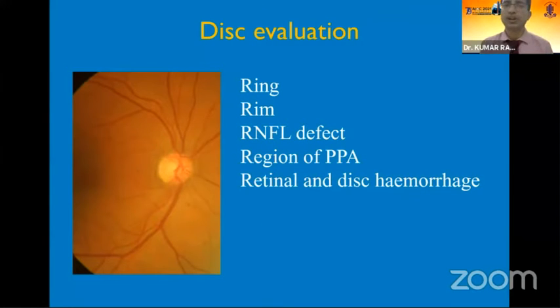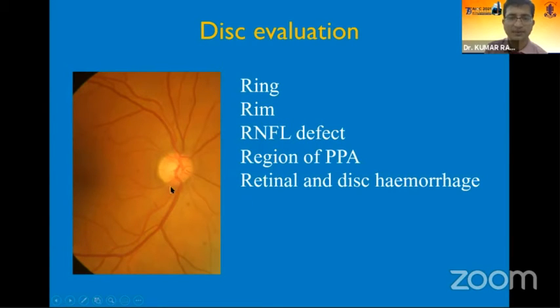Ideally, it should include congenital anomalies, but I have included the discs which create problems in diagnosing glaucoma, or those discs which can be a differential diagnosis of glaucoma in clinic. So traditionally, whenever we evaluate a disc, we have these 5 things to keep in mind. We evaluate the scleral ring, the rim, the NRR, the retinal nerve fiber layer defect, and the region of peripapillary atrophy around the disc.